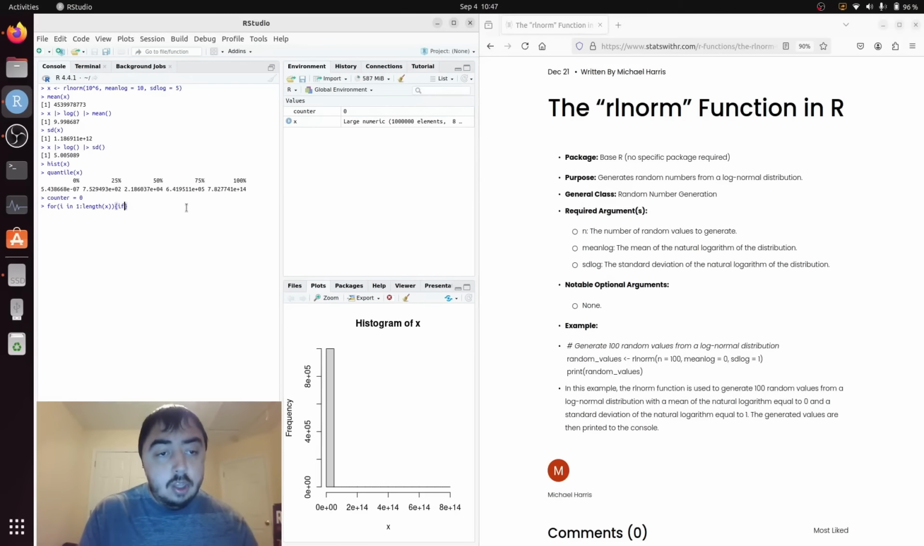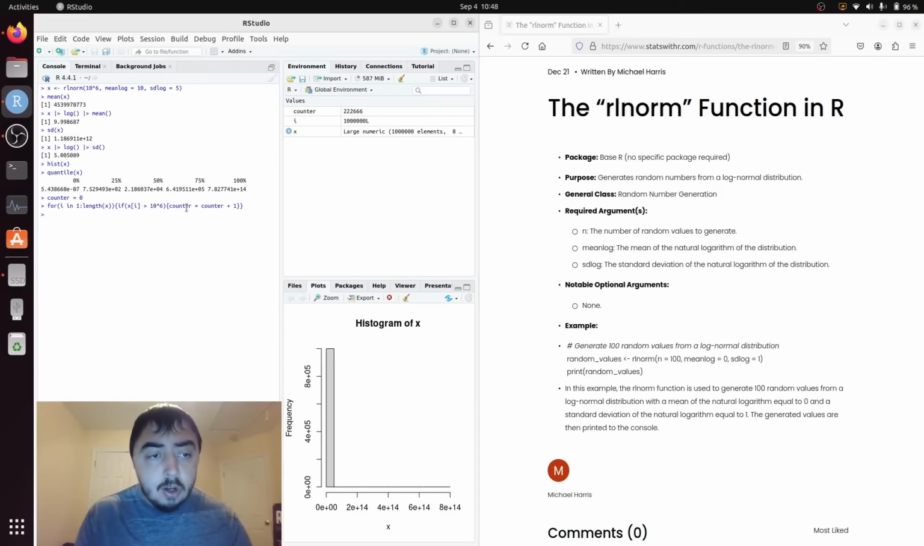So I need to make a condition if x of i is greater than, no, I won't even make it equal to. This is clearly a continuous distribution, and I don't need it equal to. It would be all the same, 1 million. Then counter equal counter plus 1. I run that.